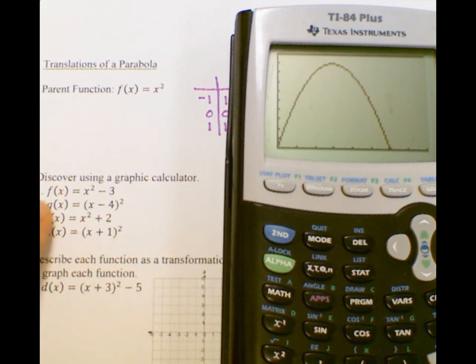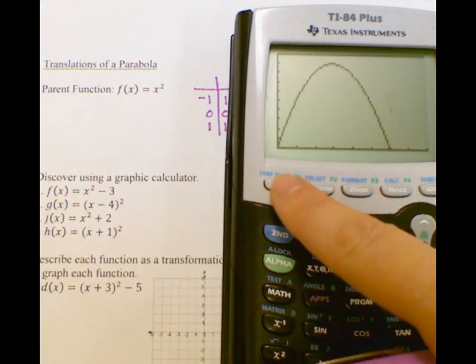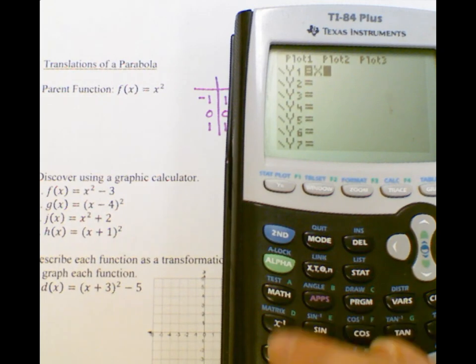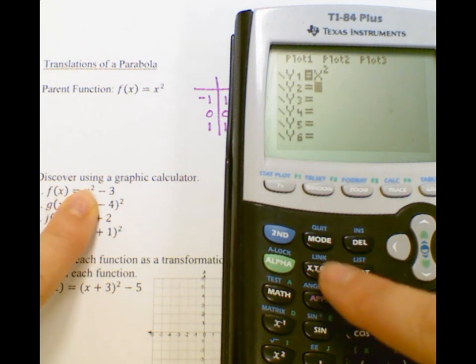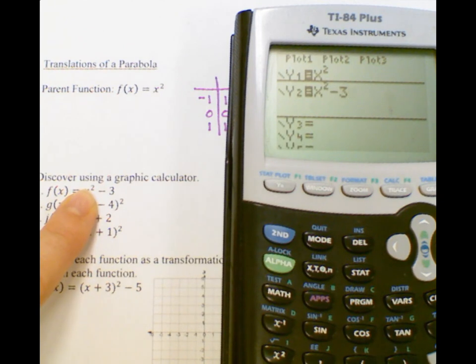So let's put this first function, number 1. Go to the y equals. Let's put the parent in first. So the parent is just x squared. Got it. Now, for number 1 right here, let's put number 1 in the second one. So it says x squared minus 3. All right, so let's graph it and see what happens.